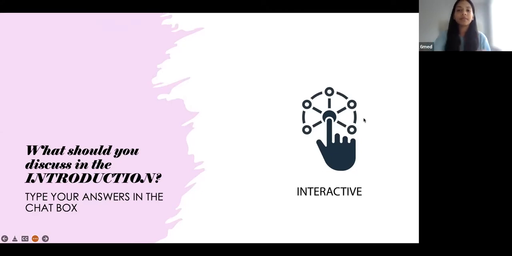Yeah, so Kieran said motivations for medicine. Yeah, that's perfect. As I said before, that will probably be one of your first paragraphs. Anything else? Basic qualities of a doctor, yes. More specifically, I would say qualities of a good doctor, and if you've observed any of those qualities in your work experience.